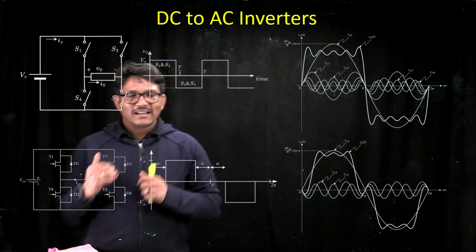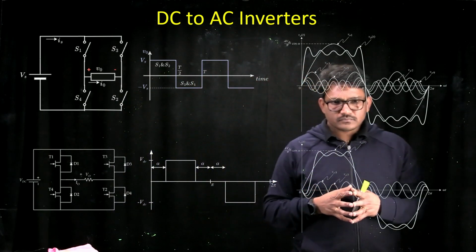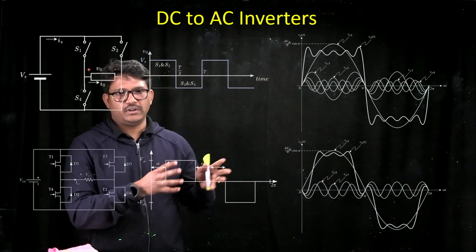So it is a clear indication that by changing your switching sequences, you are able to eliminate the harmonic distortion in your output voltage waveforms.